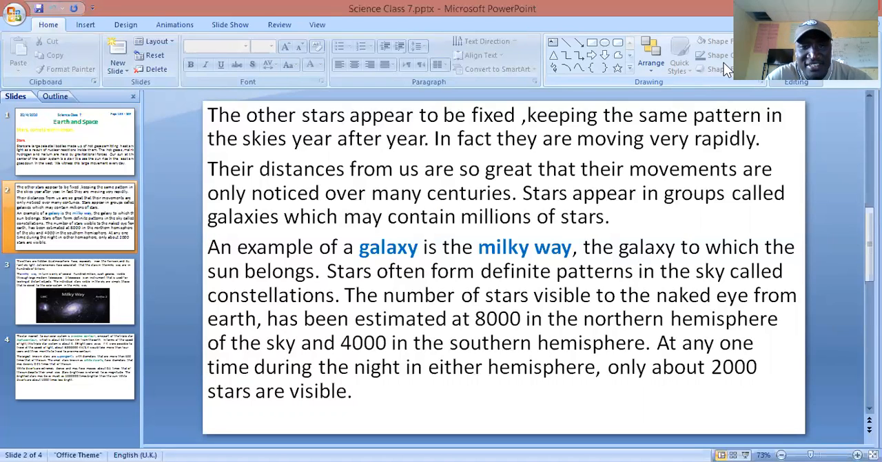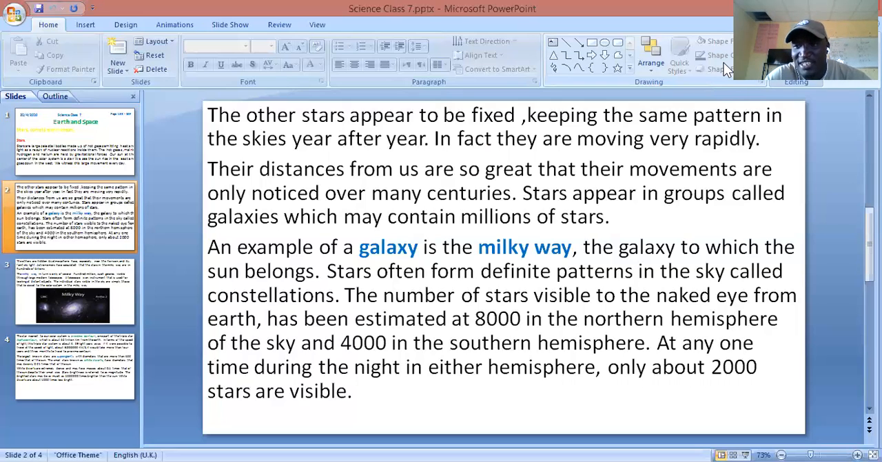Their distances from us are so great that their movements are only noticed over many centuries. Stars appear in groups called galaxies. When they ask you, how do you call a group of stars? A group of stars is called galaxies.